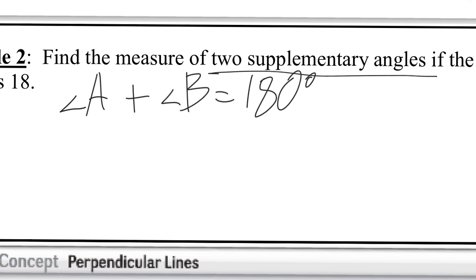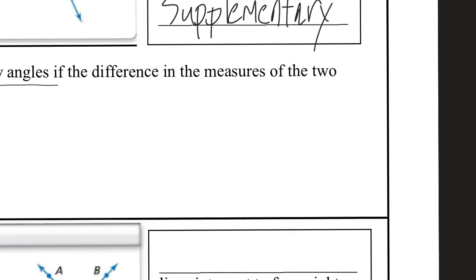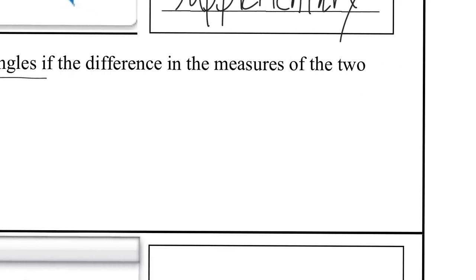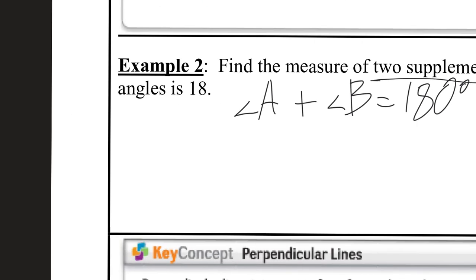Okay? And what I'm going to do for the next part of the sentence, we'll make another equation, I should say, is it says the difference in the measures of the two angles is 18. So it says the difference is 18. So I'll just say angle A minus angle B equals 18. Okay? I'll just put the little degree sign.